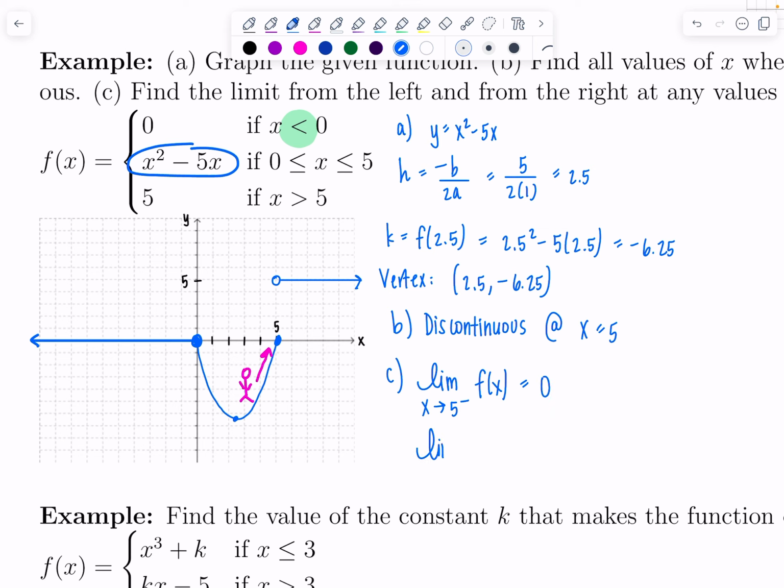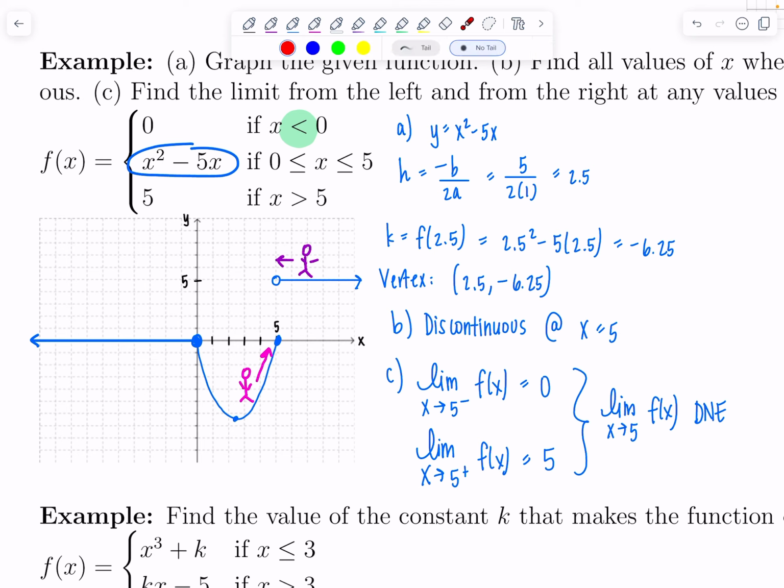And then what's the limit as x approaches 5 from the right of f of x? So now you're walking on this part of the graph. What y value are you approaching? You're approaching 5. Good. So that's why you could say the limit as x approaches 5, the two-sided limit of f of x, does not exist. Okay, good. Is this discontinuity removable? No, because the limit doesn't exist.